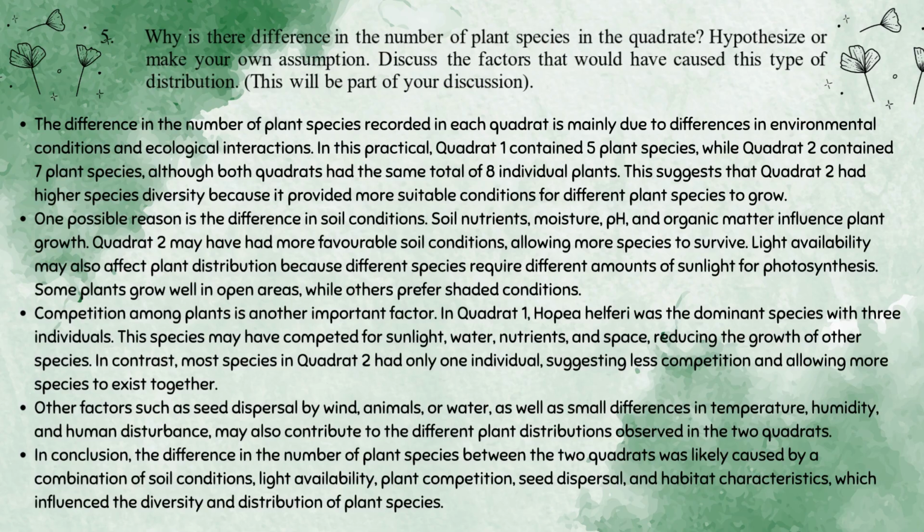In quadrat 1, Hofia alfieri was the dominant species with 3 individuals, causing strong competition for resources such as sunlight, water, and space. Meanwhile, quadrat 2 had fewer dominant species, allowing more plant species to grow together. Other factors such as dispersal, temperature, humidity, and human disturbance may also influence plant distribution. Therefore, the variation in plant species between the two quadrats was due to a combination of environmental factors and plant interaction.